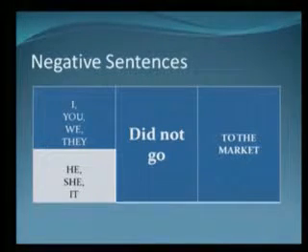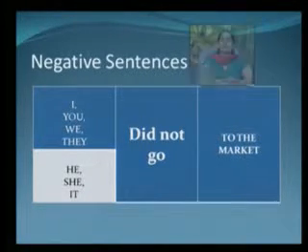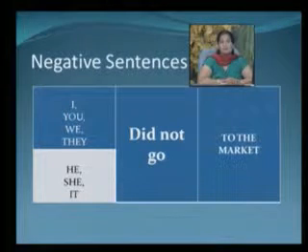Instead of using do or does, which we were using in the first part, that is the present tense, here we are going to use only did. What are we going to use? Did. I, you, we, they. First and the second person with did not go.